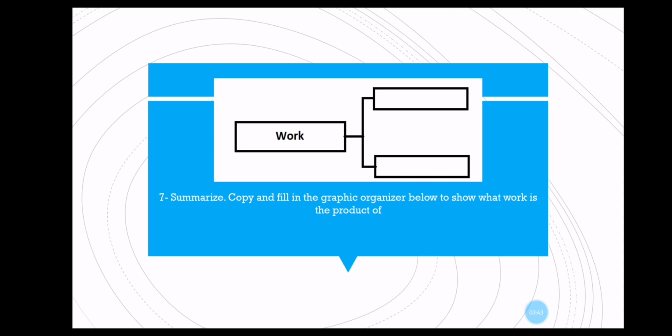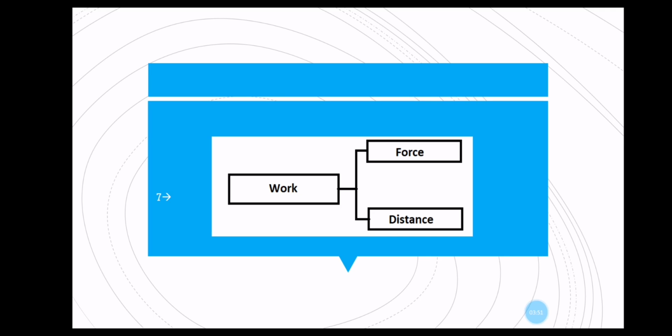7. Summarize, copy and fill in the graphic organizer below to show that work is the product of what? So work is the product of the force and the distance. Whenever you need to calculate work, it's F times D.